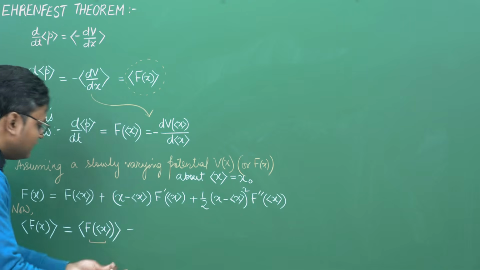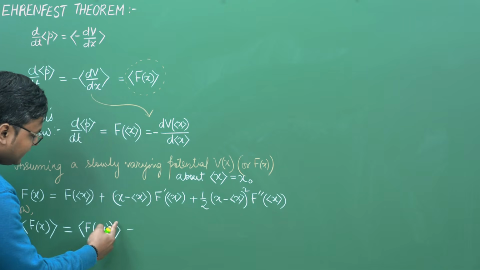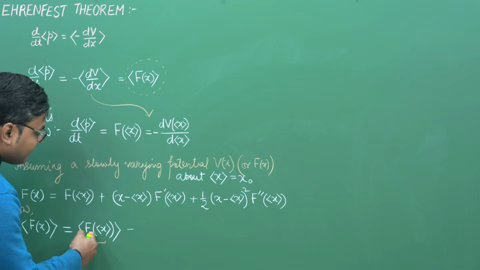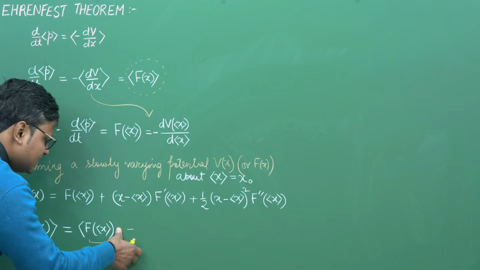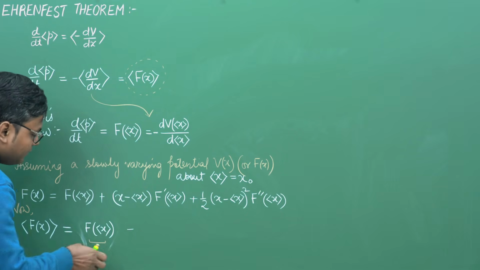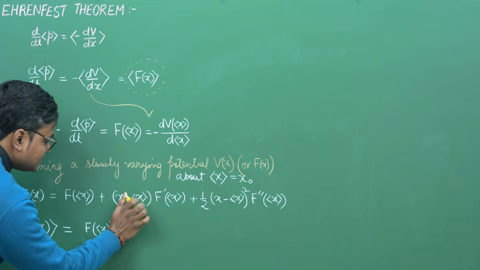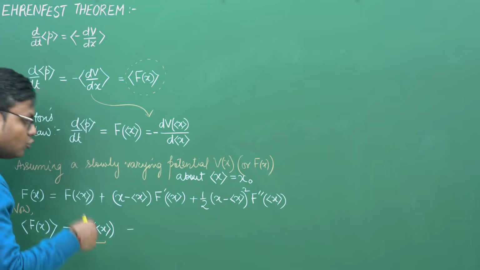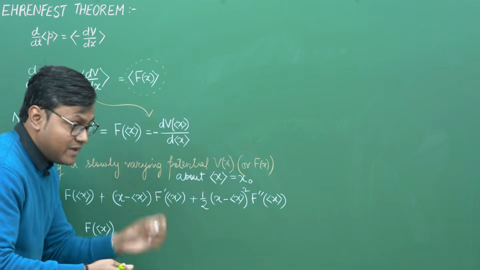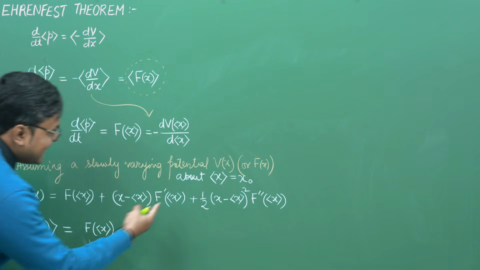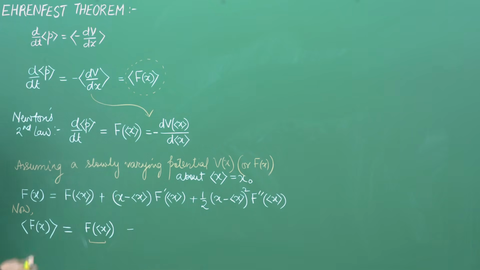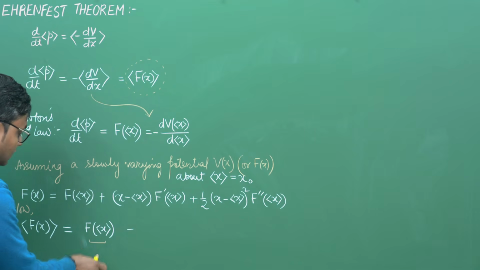Because we have just one value, there is no point writing the expectation value of F of x at the expectation value of x. This is just a number. If the particle experiences just one overall net force at a given location, then this is just the force experienced by the particle at x naught, or at the expectation value position. So I need not write the mean of this particular term.